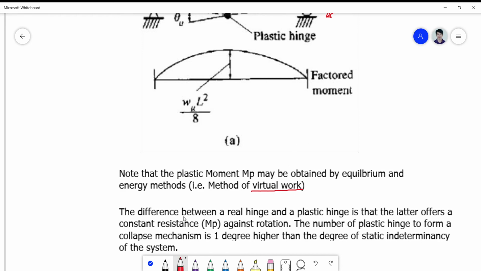So, virtual work. So, the difference between the real hinge and the plastic hinge is that the latter offers a constant resistance MP against rotation, just what I've told you. And the number of plastic hinge to form a collapse mechanism is 1 degree higher than the degree of static indeterminacy of the system. So, tandaan nyo lang yun. Pag alam nyo yung DOI, static indeterminacy ito, no? Kasi meron ding indeterminacy na internal, eh, no? Ito, kumbaga ito yung tinatawag na external indeterminacy.